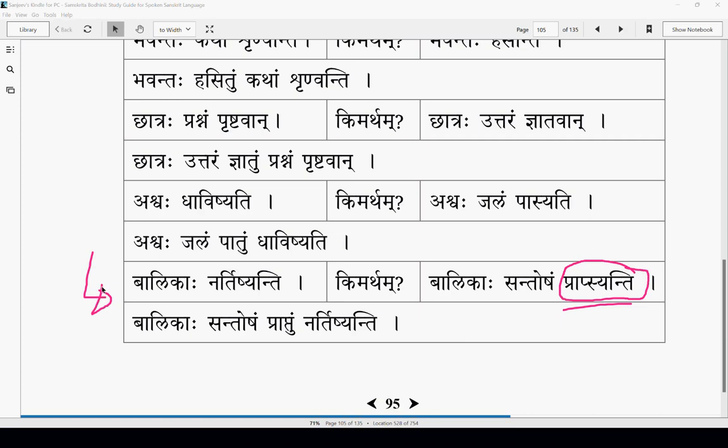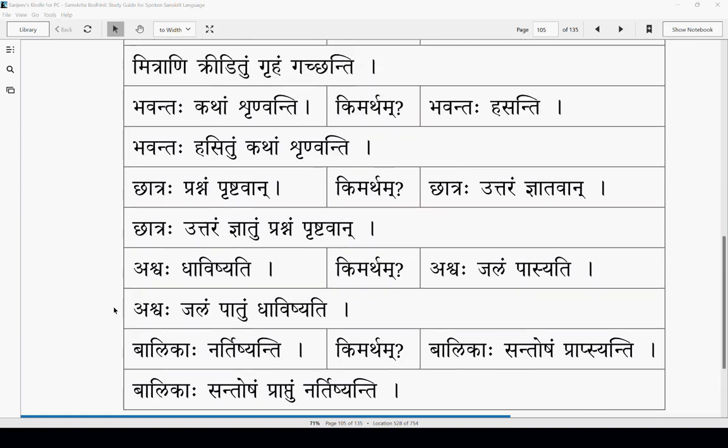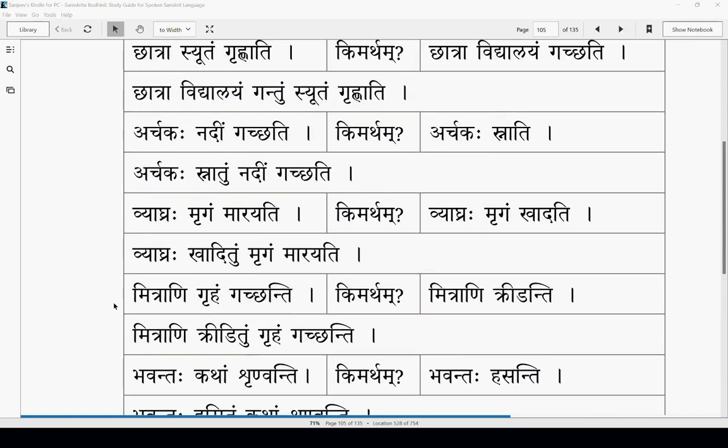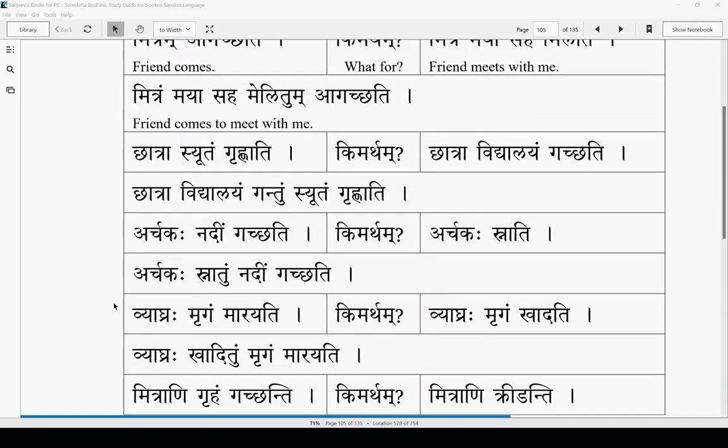Prapnuvanti. Correct. Balikaha nirtishyanti, kimartham? Balikaha santosham prapnuvanti if it is present tense. Balikaha santosham praptum nirtishyanti. Okay. So the concept is similar to twa and lep. The only thing here is that one thing is happening afterwards. Sir, excuse me, I have one question.